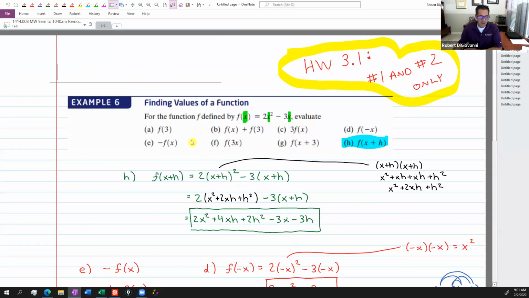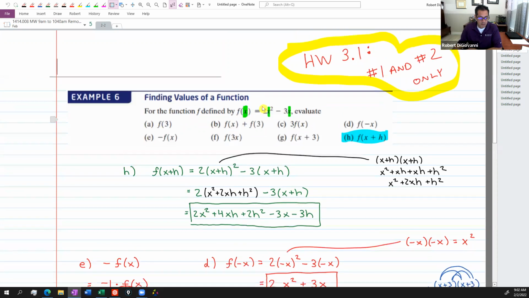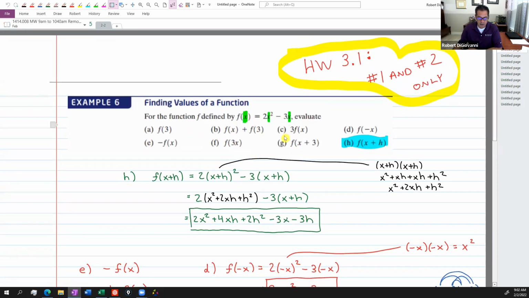So we finished last class on doing this example 6 out of 3.1. And I had told you that this last one, f of x plus h, was kind of a big deal, that this is going to be important. So let's continue this section where we were evaluating a function at different values and plugging different things into it.